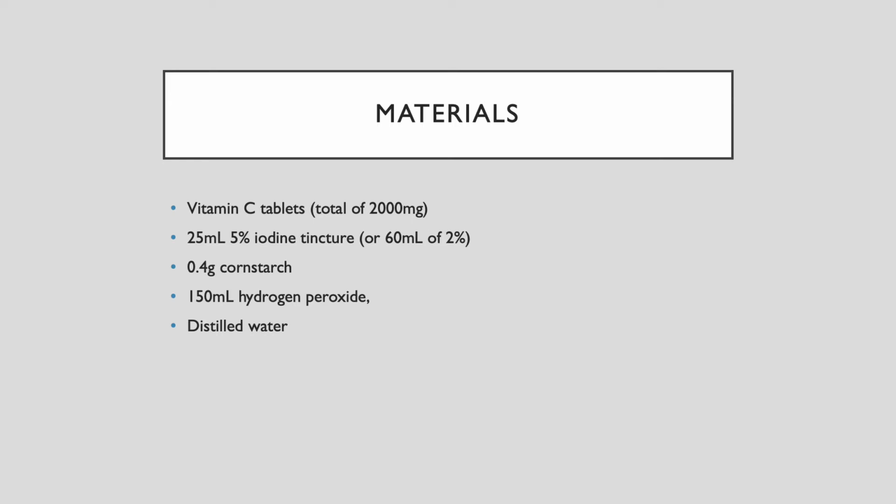The materials needed for this lab are vitamin C tablets for a total of 2,000 milligrams, 5% iodine tincture or 2%, and as you can see the milliliters for each will vary. 0.4 grams of cornstarch, 150 milliliters of hydrogen peroxide, and distilled water.